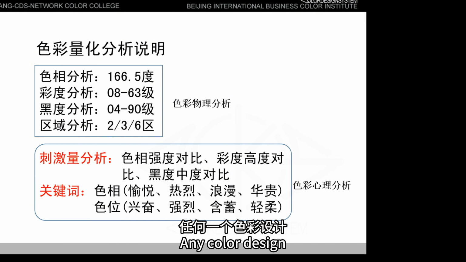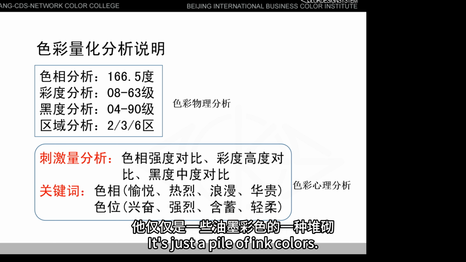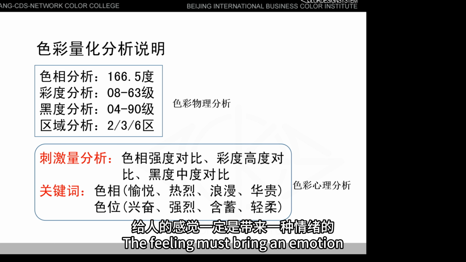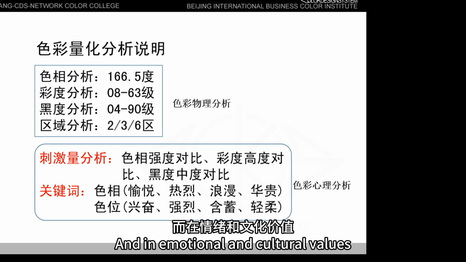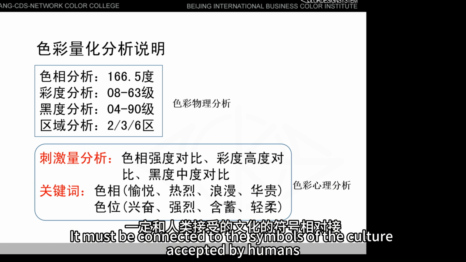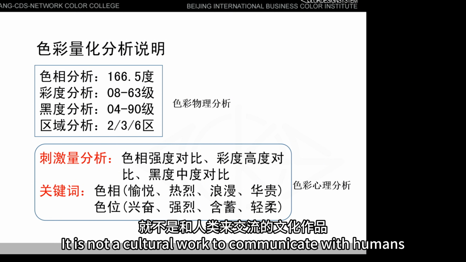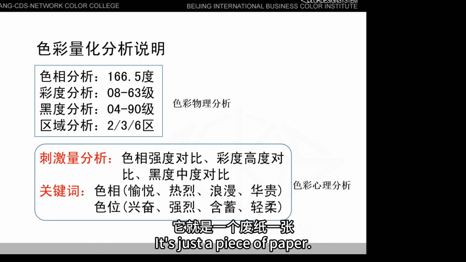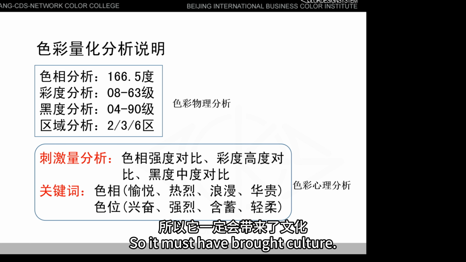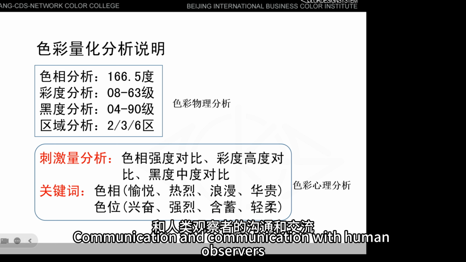Any color design, a painting, is just a pile of ink colors. And what about it in the end? The feeling must bring an emotion, the value of culture. And in emotional and cultural values, it must be connected to the symbols of the culture accepted by humans. Otherwise, this work is not a cultural work to communicate with humans. It's just a piece of paper. So it must bring culture, communication, and communication with human observers.